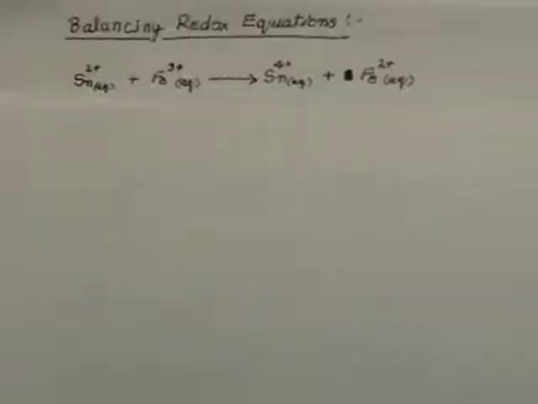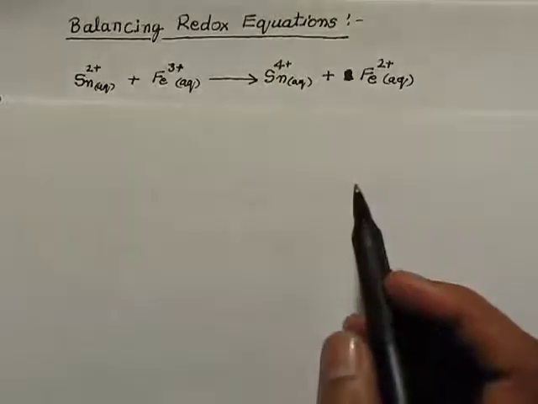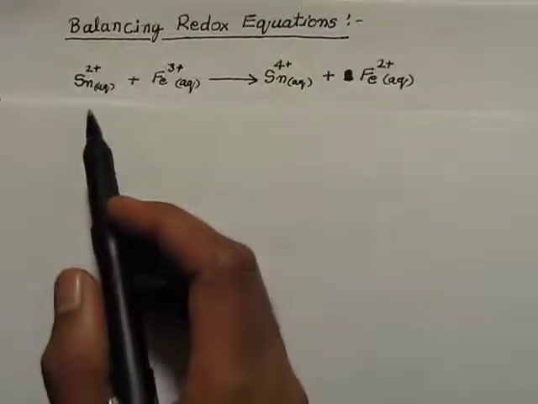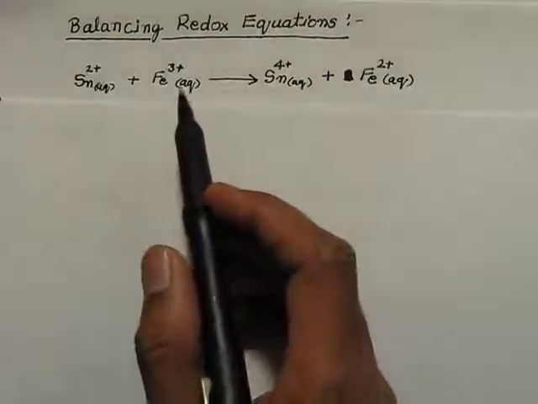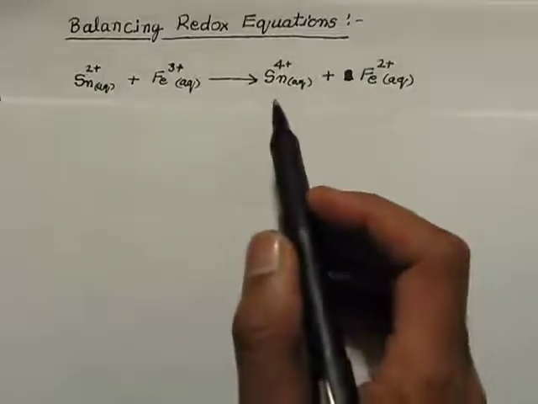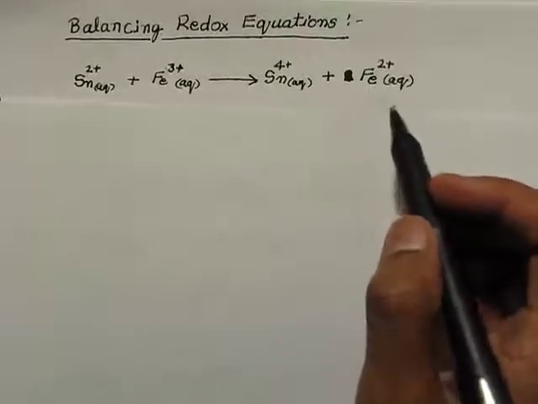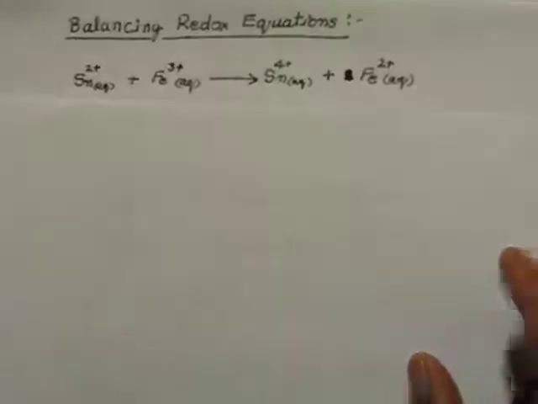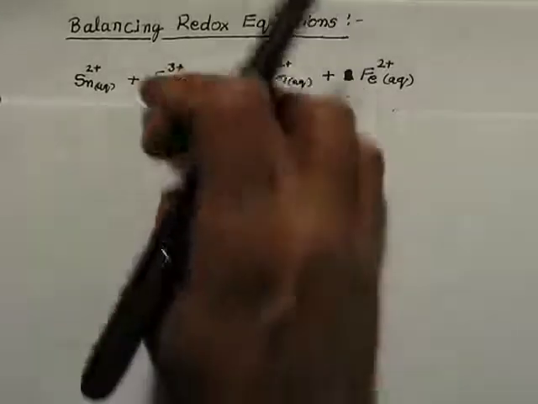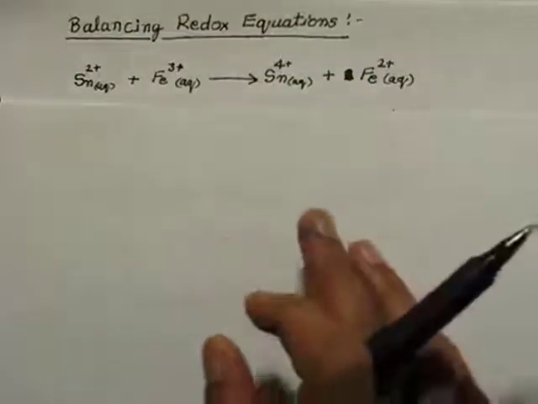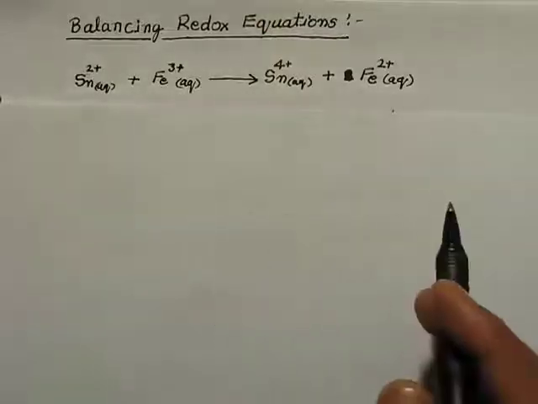Hi, we will solve this question: how to balance a redox equation. This equation is given here, where Sn2+ and Fe3+ are on the reactant side and Sn4+ and Fe2+ in aqueous solution are on the product side. To balance a redox equation, you have to first find the oxidation and reduction reactions, and we have to divide it into half reactions.